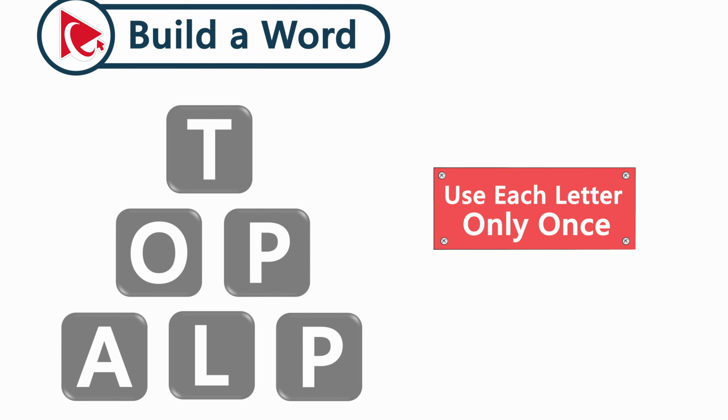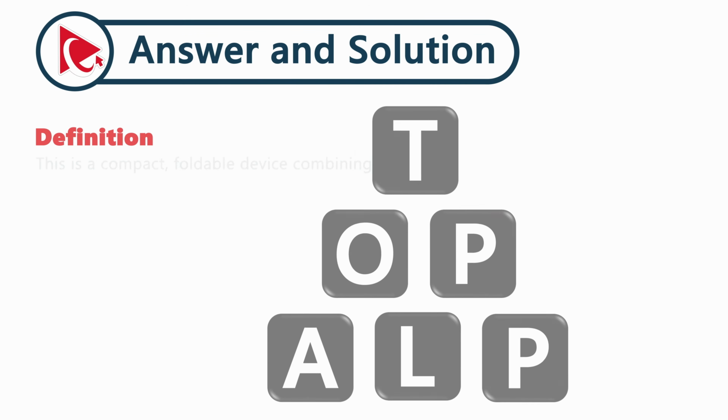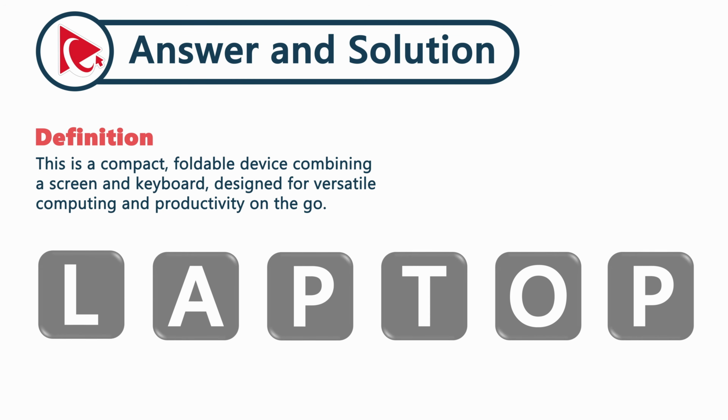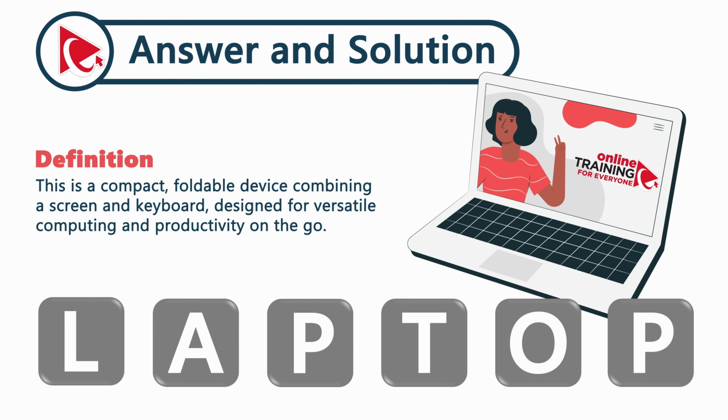I hope so, because you would be amazed how simple the answer actually is. In fact, what is compact, a foldable device combining a screen and a keyboard designed for versatile computing and productivity on the go? The answer is laptop. Let me spell it for you. L-A-P-T-O-P. And the device is actually extremely cool. And almost everyone used it at least one point in their lives. I hope you got it right.